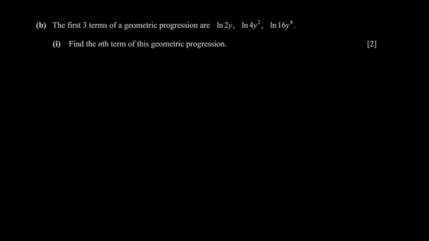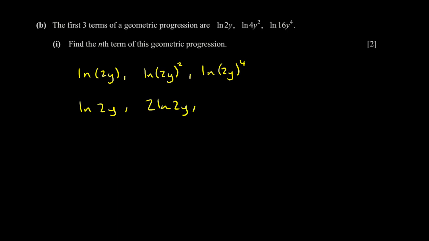So this is what I'm going to do. We've got ln 2y, and then the next term can be written as ln (2y) squared, and then the next term after that can be written as ln (2y) to the power of 4. Just double check that. (2y) squared is equal to 4y squared. (2y) all to the power of 4 is 16y to the power of 4. And if that's the case, then the series can be written as ln 2y, 2 ln 2y and 4 ln 2y.